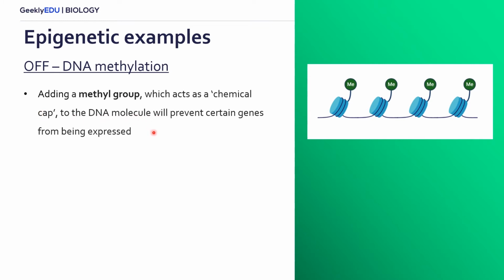So if we look at this figure here, the dark blue line is our DNA, and our DNA is wrapped around proteins called histones. So this light blue disc is a histone. And then we can see a methyl group is added here, and it basically stops the DNA from being accessible in that region.